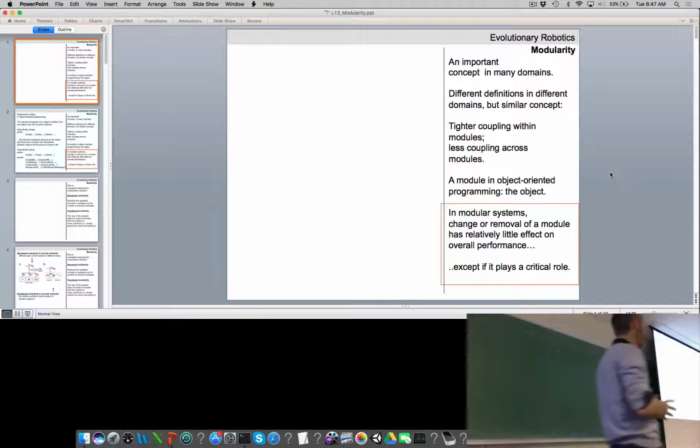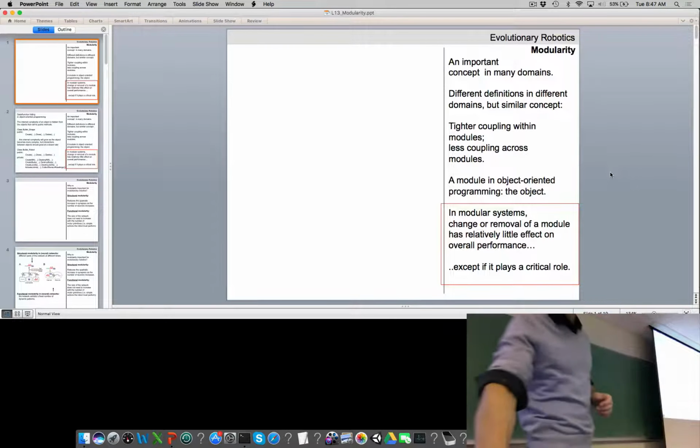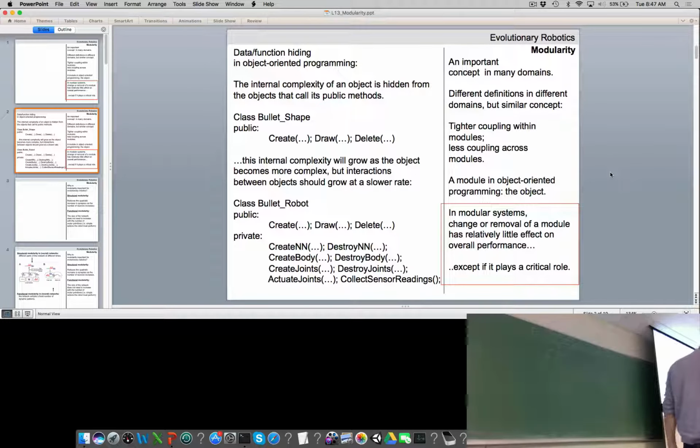If you have a system that's non-modular, in which everything is connected to everything else, you've got a big spider web. You make one change over here, and that change is going to propagate throughout the entire system. Okay. So how do we actually do that? Well, for example, I think I showed this example last time. Bullet used to be the physics engine we used last year. We could create a class and class instances or objects where we have generic shapes in our physics engine. And for every shape, we want to create them, delete them, and draw them.